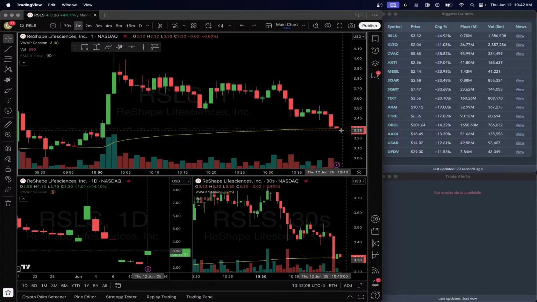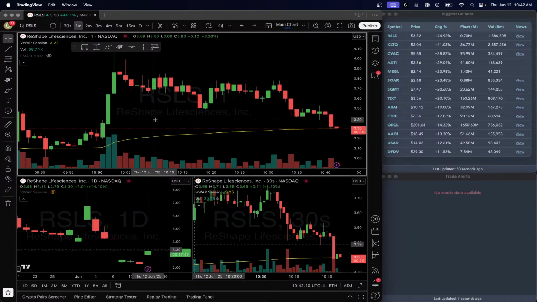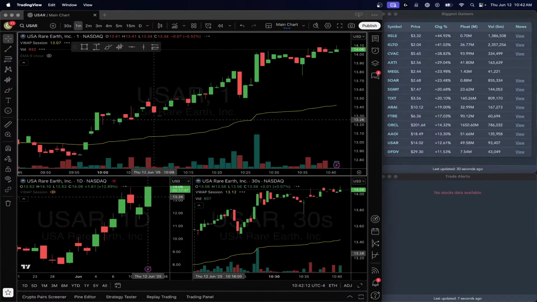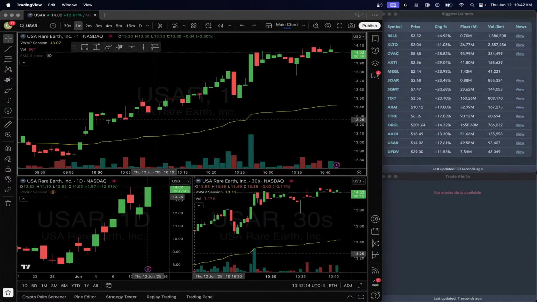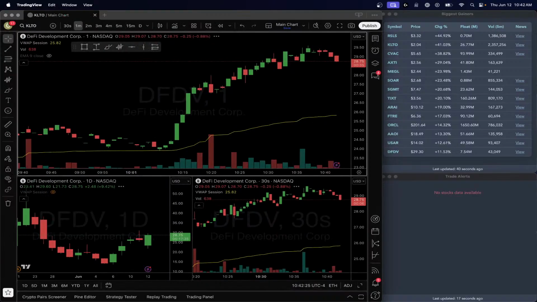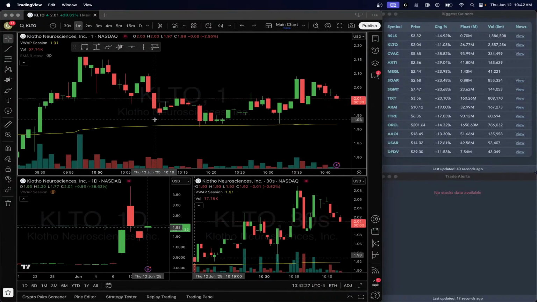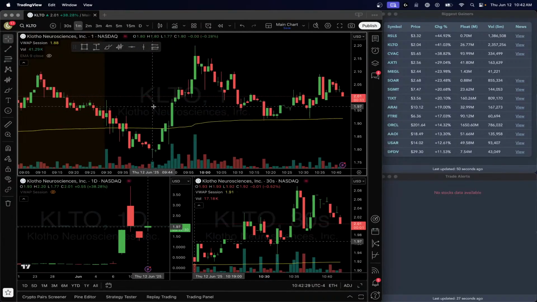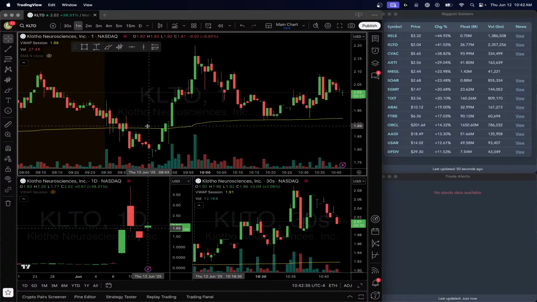USAR, DFDV, that's been showing up. USAR, that's 49, 50 million float. DFDV, it's only a 12%, 11.5% gain. KLTO, it's getting to be around 11 o'clock. I normally just don't trade. I like to trade between 7 o'clock to 11 o'clock.